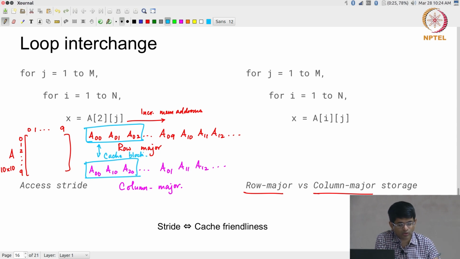Now let us look at this loop, what is happening over here. You are going j equal to 1 to m, that is the outer loop, and the inner loop is i equal to 1 to n, but what you are seeing is x is equal to A of 2, j. So every time that I go through the for i loop, I will first access A20, then A21, then A22 and so on.